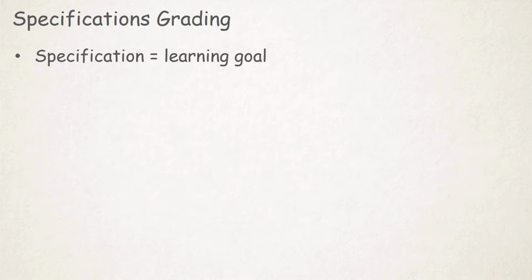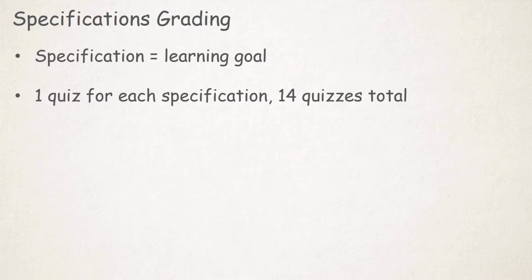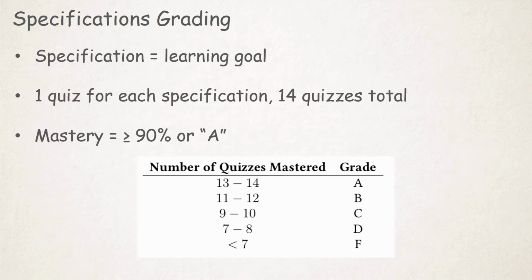Rather than grading each assignment with partial credit and then taking a weighted average of your assignments to find a grade, this course uses a set of course expectations called specifications, or SPEC for short, and each SPEC has an associated quiz. To pass a quiz, you must perform at a mastery level, which is usually equivalent to what would have been an A with traditional grading. And your final grade is determined by how many quizzes you master.